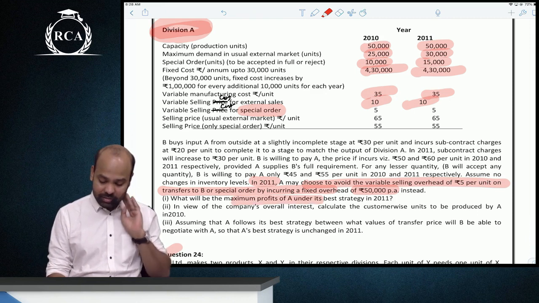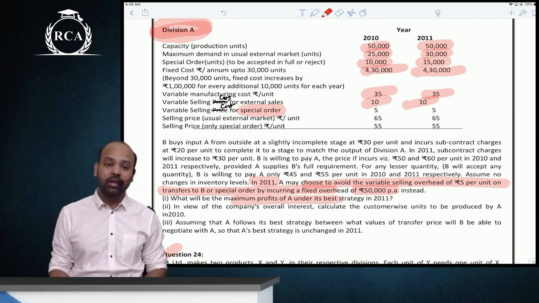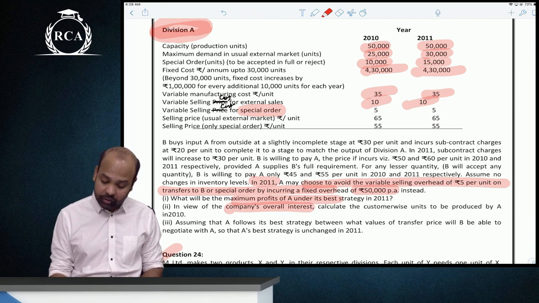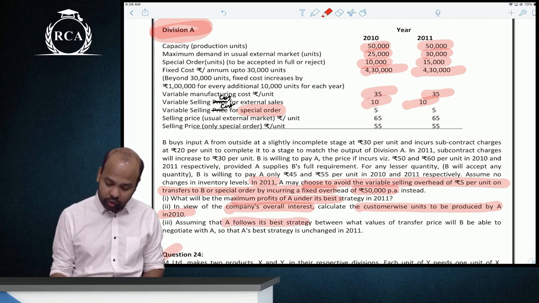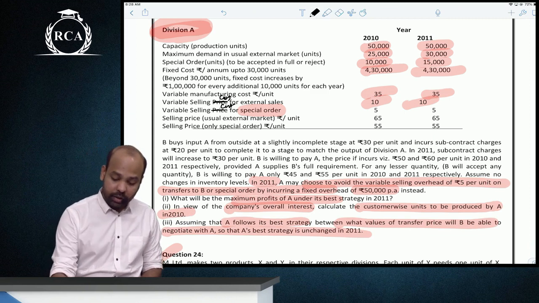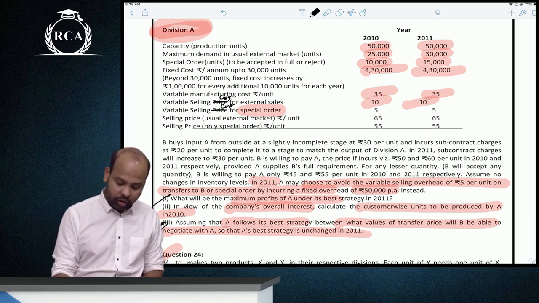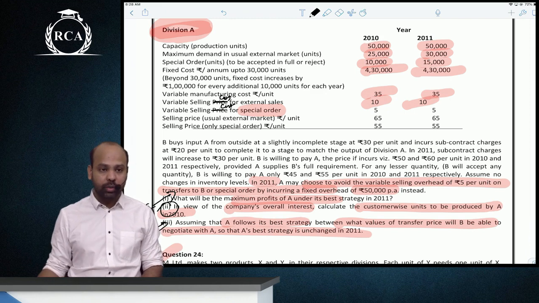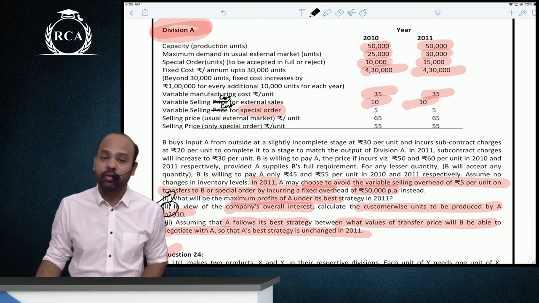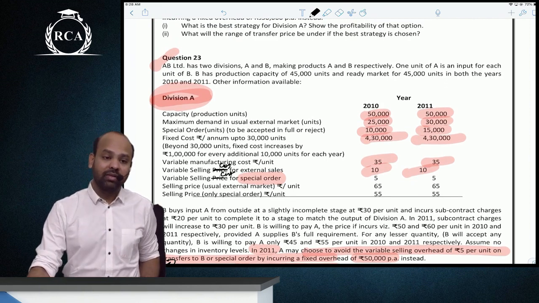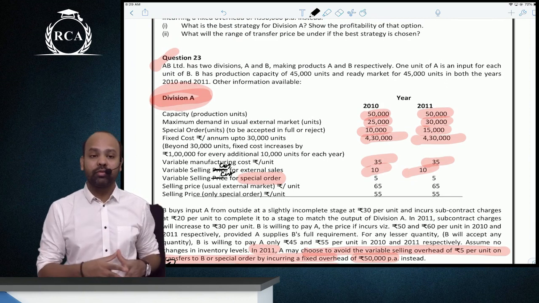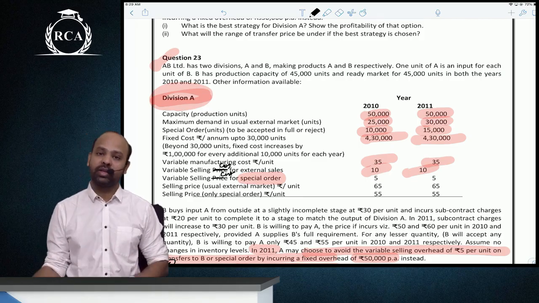What will be the maximum profits of A under its best strategy in the year 2011? In view of the company's overall interest, calculate the customer-wise units to be produced by A in 2010. Assuming that A follows its best strategy, between what values of transfer price will B be able to negotiate? The first and third bits are a copy of the previous question, and the second bit is a new bit. We will answer the second bit first, and then come to the first and third bits.